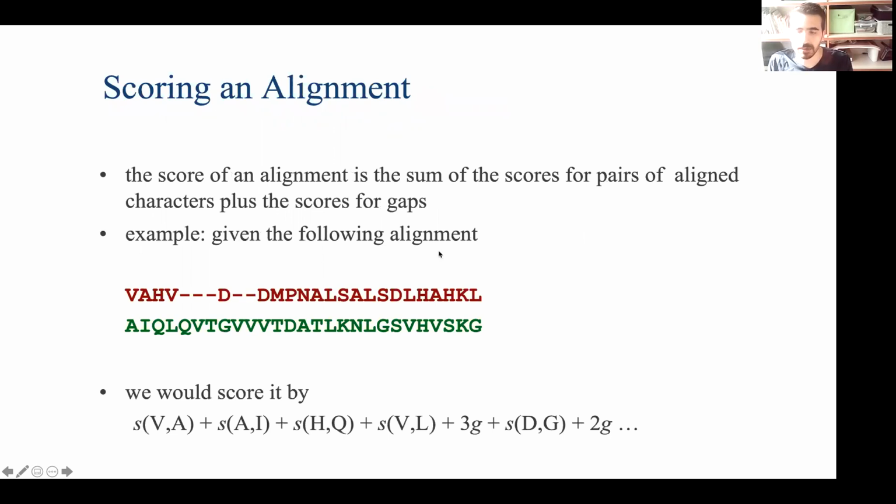So let's consider this. Now we would like to score this alignment. How do you do that? First, you just get from the substitution matrix what is the score of aligning V and A, and here, this is the score. A and I, this is the score. Then, this is the linear function used here: 3 times G, and G is the penalty score for a single position. Now you have substitution between D and G. Now 2 times G, and so on and so forth. So at the end of the day, we can have a score, right?